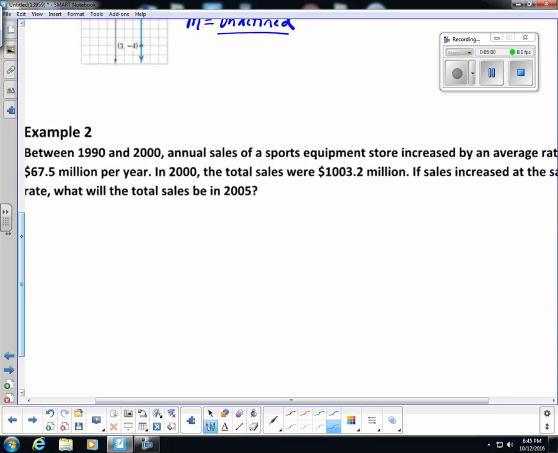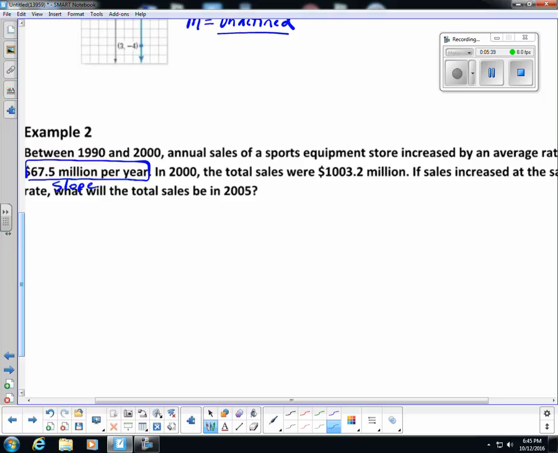All right, I've got two quantities here. I've got time in years, and then I've got dollars in millions. Okay, so we're trying to find, well, I should start here. We have a rate, okay? Our rate of change is $67.5 million per year. Okay, this is your rate of change, or in other words, this is your slope. Okay? From the other information, we're going to generate two ordered pairs.